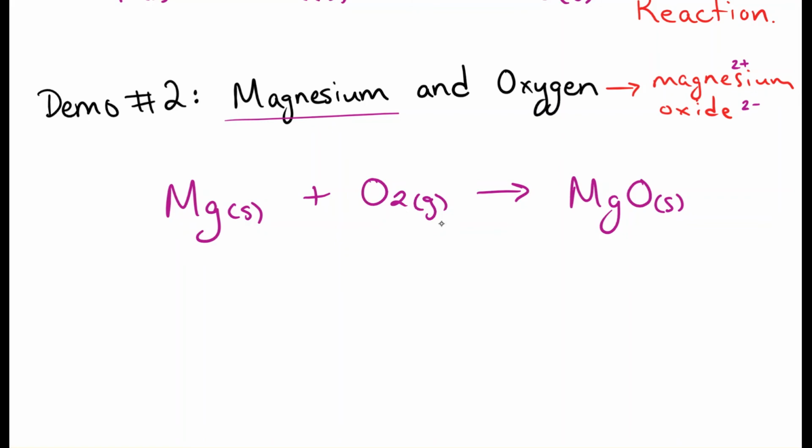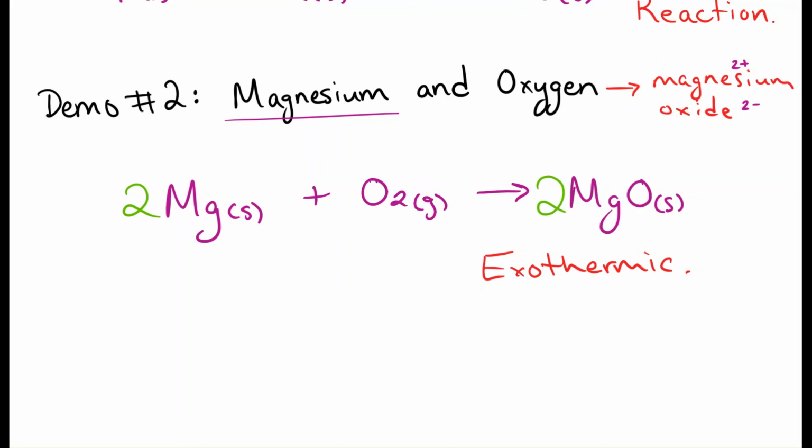2 oxygens, we need 2 oxygens. 2 magnesiums, we need 2 magnesiums. Perfect. Now the last question, is this reaction endothermic or exothermic? Well, hopefully you saw the light being produced off of this reaction. This was also exothermic. Exothermic reactions are the more fun reactions to be able to record.